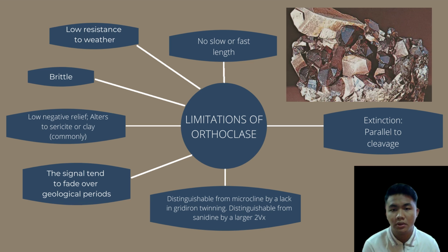Thank you. There are some limitations of orthoclase: extension parallel to cleavage, no slow or fast length, low resistance to weather, brittle, low negative relief, altered to sericite or clay, and the signal tends to fade over geological time. It is distinguishable from microcline by a lack of Bredon twinning, and distinguishable from sanidine by a larger 2V.